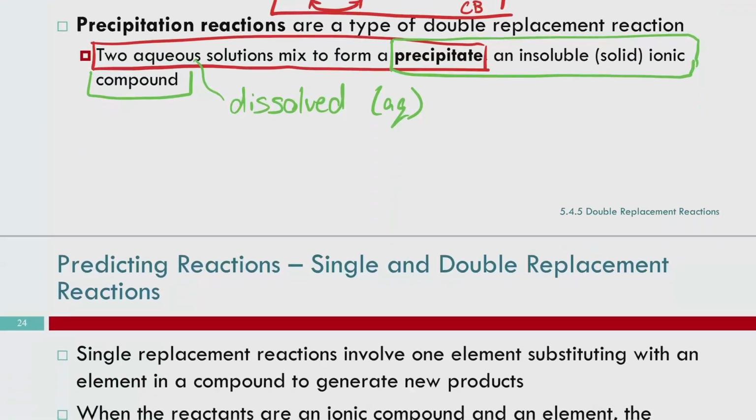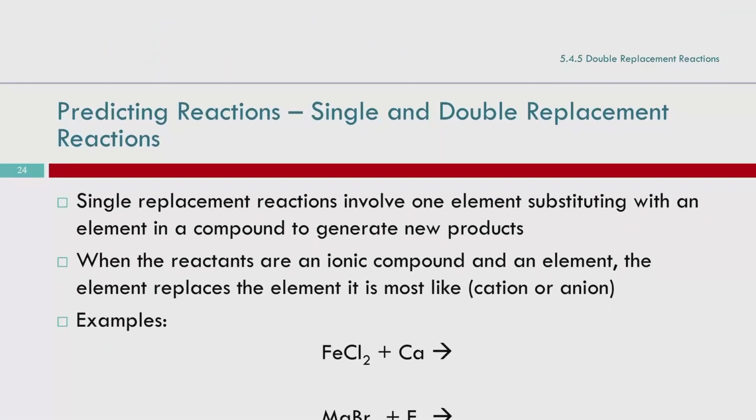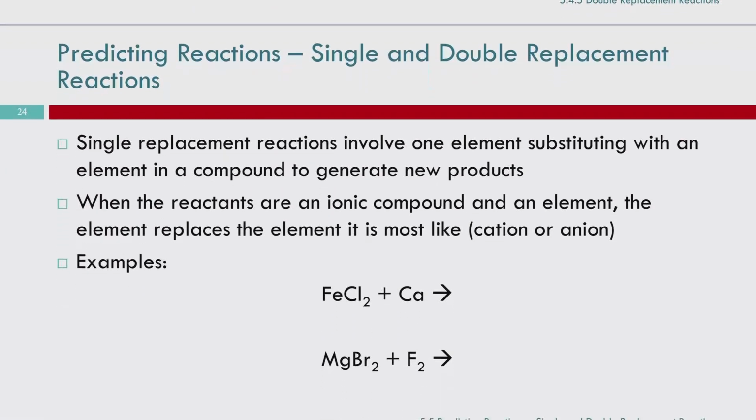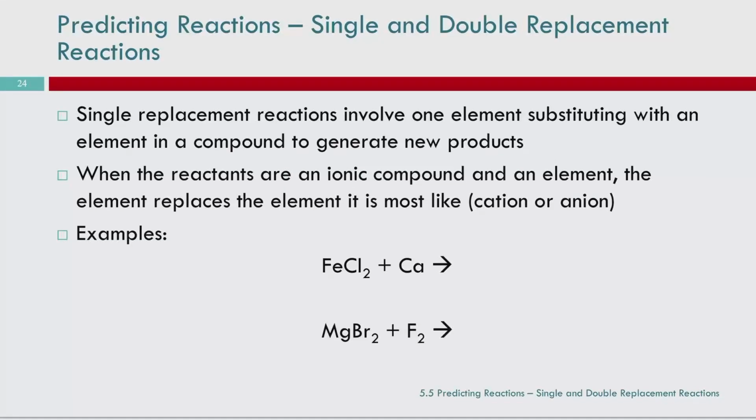All right. We can also predict reactions. We talked about this a little bit in single replacement reactions, but let's look at it a little bit more closely. Single replacement reactions involve one element substituting with another, and this generates new products. Arguably, these are more difficult than double replacement reactions. When the reactants are an ionic compound and an element, the element replaces the element that it is most like, and we're thinking about positive or negative charge.